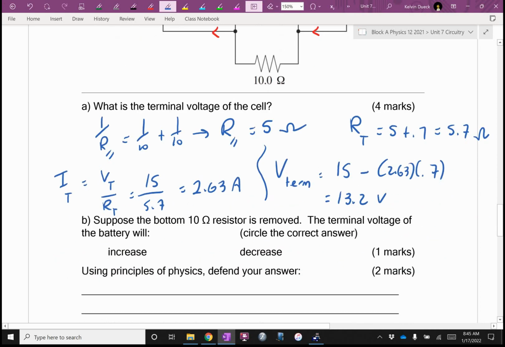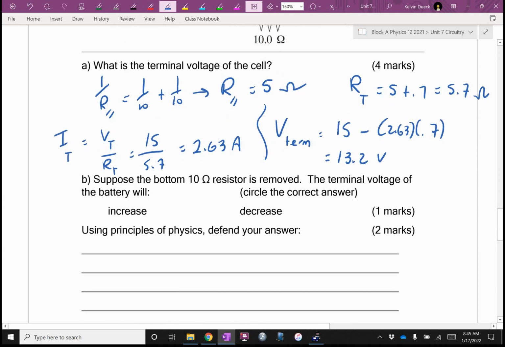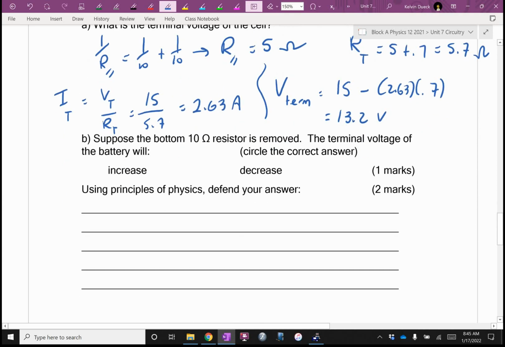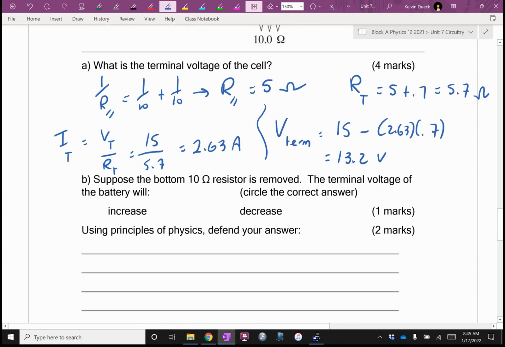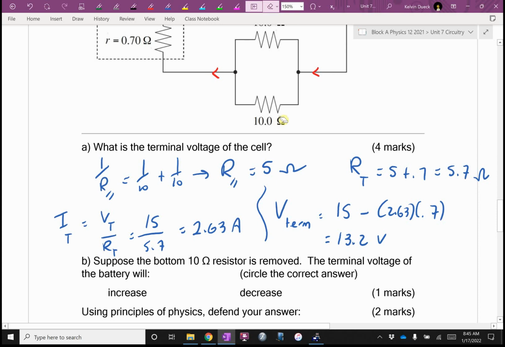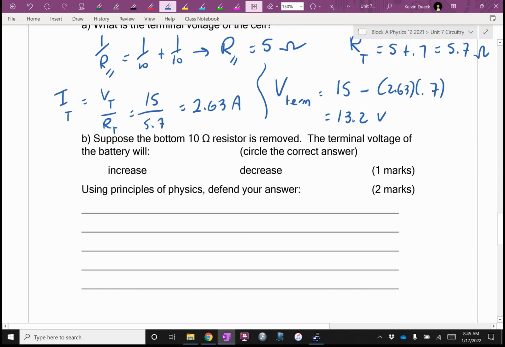Suppose the bottom 10 ohm resistor is removed. The terminal voltage of the battery will increase, decrease? Well, there's two ways I can do this. I can do this theoretically, intuitively. I can say if I remove a resistor in parallel, our R total is actually going to increase, not decrease. And because our R total increases, that means that I total will decrease because you're dividing by a bigger number.